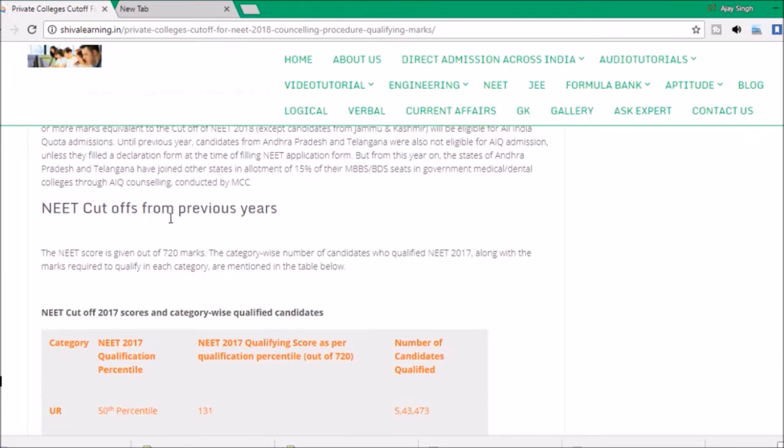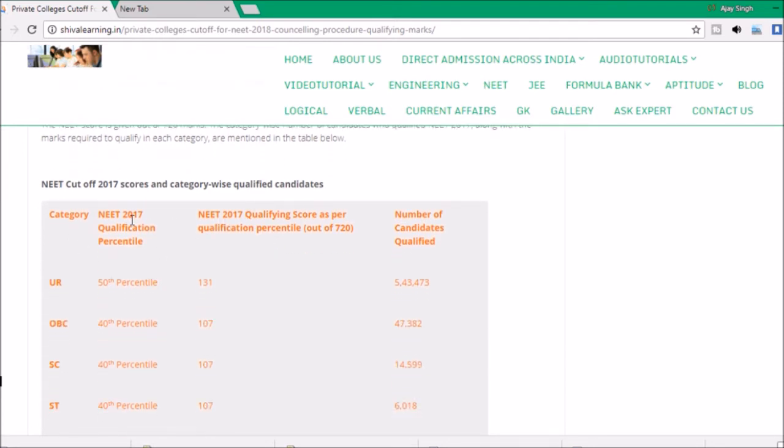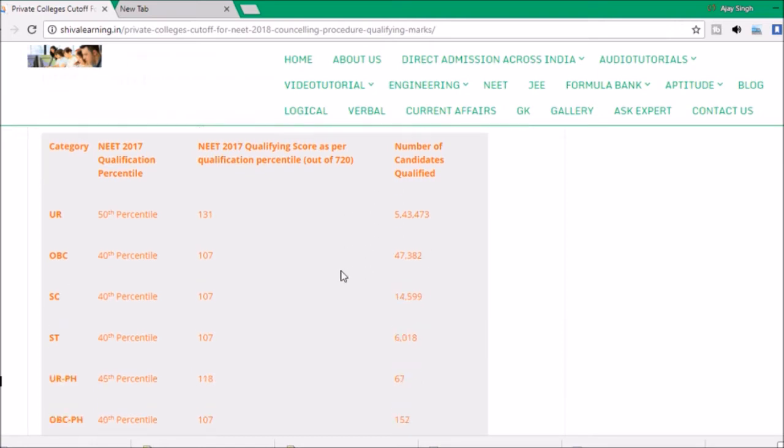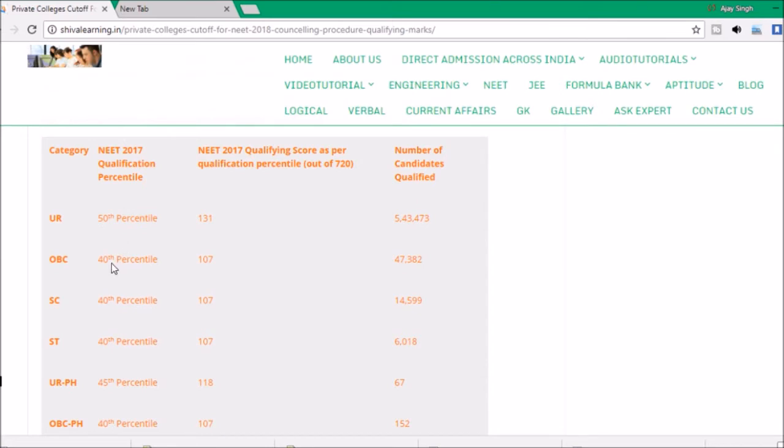And see here, the NEET cut off from the previous year. NEET 2017 qualification percentile and NEET 2017 qualifying score as per qualification percentile out of 720, okay. And the number of candidates qualified. In the general category, 50th percentile, 131 marks. It was 131 marks and how many students got qualified? It was 543473, approx 5,43,000. Same way OBC, it was 40th percentile and 107 marks, and 47,382 qualified, and SC is there 1459.